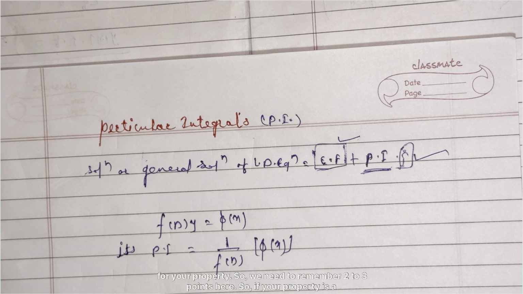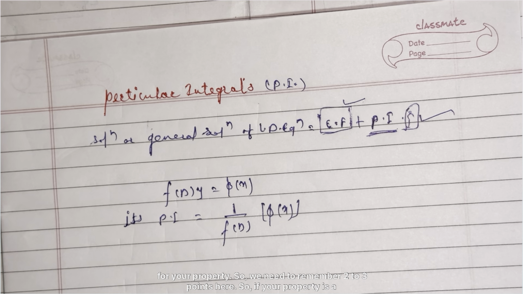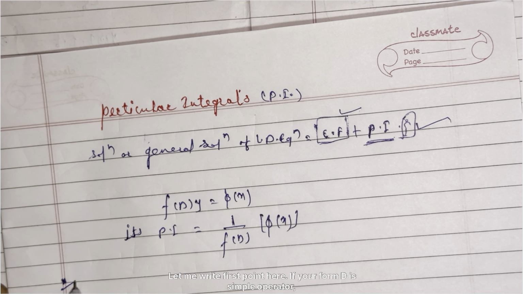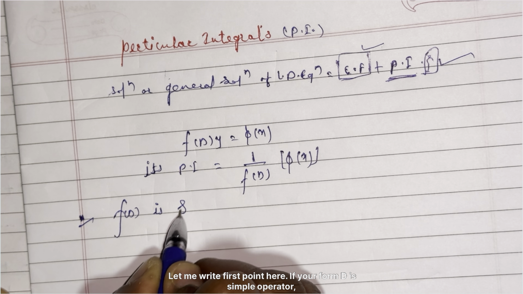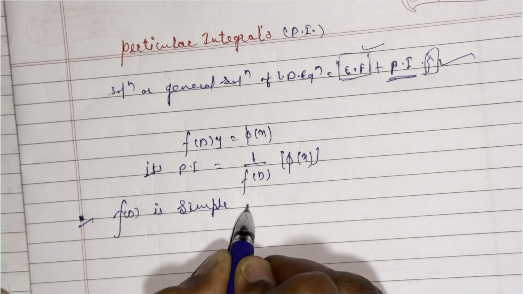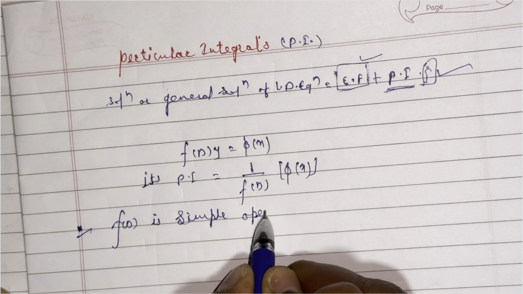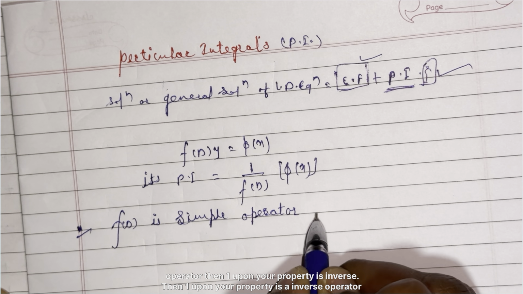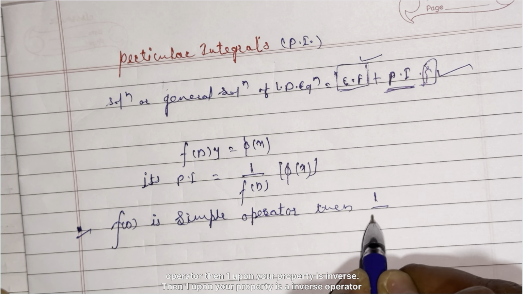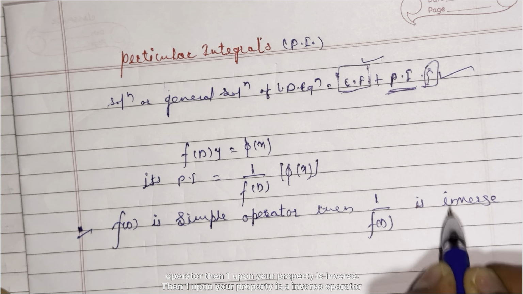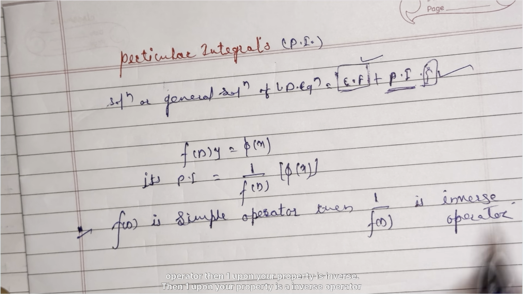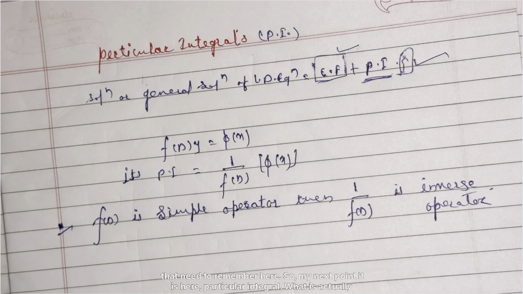We need to remember two to three points here. Let me write the first point: if f(D) is a simple operator, then 1 upon f(D) is the inverse operator. That needs to be remembered.